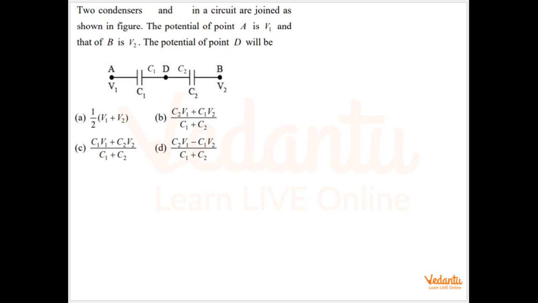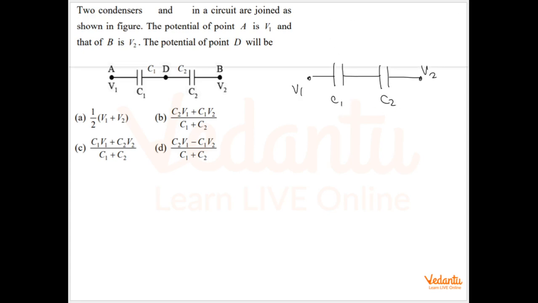In this question, two capacitors C1 and C2 are joined as shown in the figure. The potential at point A is V1 and the potential at point B is V2. We have to find the potential at point C. Now, if I have V1 potential here and V2 potential here, what will be the potential at the midpoint?